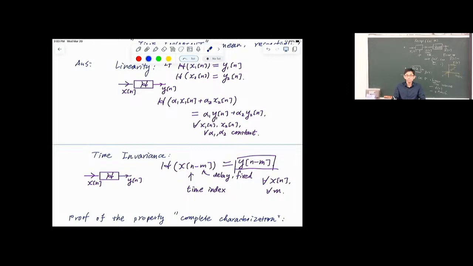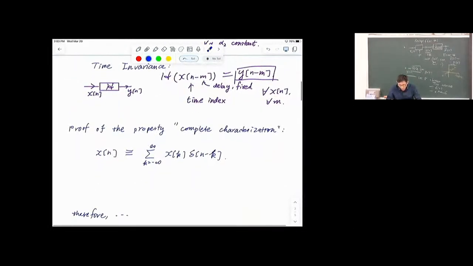So linearity and time invariance, as you may see now, are two different properties. Next, I'd like to prove that when a system is both linear and time invariant, the output will be the input convolved with the impulse response. That's the next thing we want to check, assuming that the system is LTI, linear and time invariant.